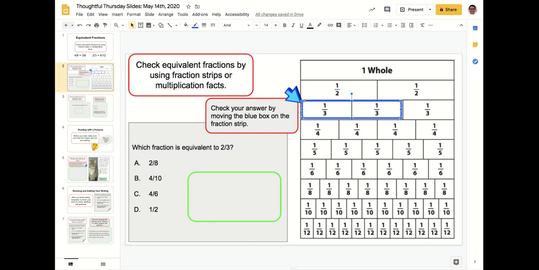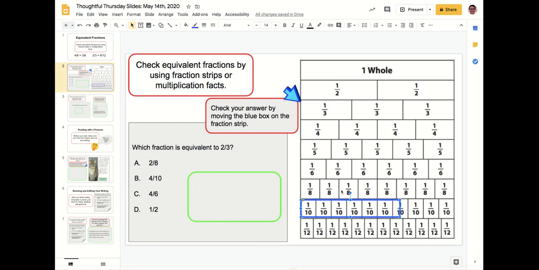Now let's look at letter A, 2/8. I'm going to move this down to 2/8. 1, 2, 2/8. Nope. 2/3 is much bigger than just 2/8, so that can't be the answer. Let's go to letter B, which is 4/10. 1, 2, 3, 4. Nope, 4/10 is smaller than 2/3, so that can't be the answer.